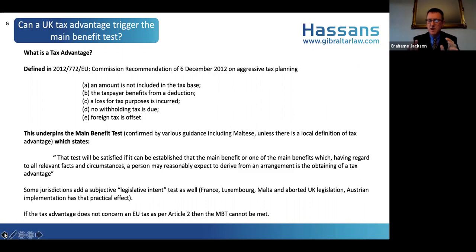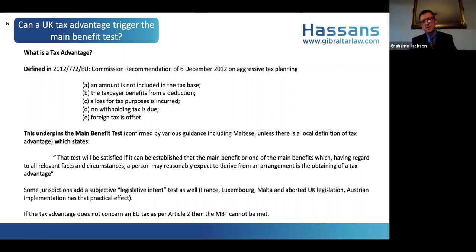Well, the DAC itself has a scope clause in Article 2. That's the whole of DAC, not just DAC6, but the whole of DAC. And in that clause, it says that the scope of the directive applies to taxes of member states. So wherever you see the word tax, you assume that that only means EU member states, unless the context otherwise provides.